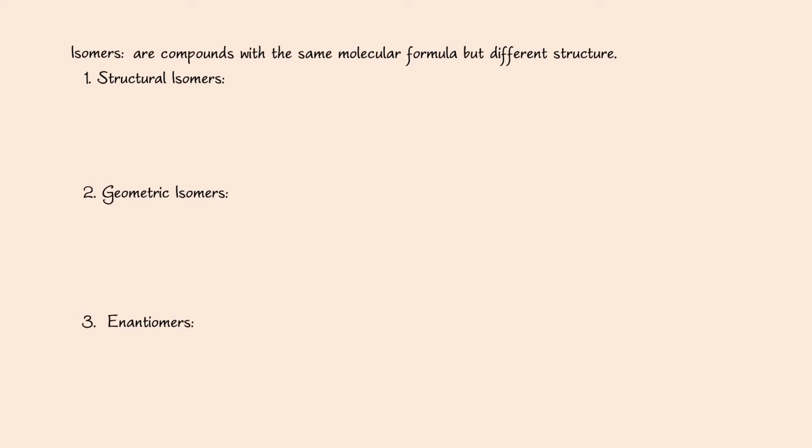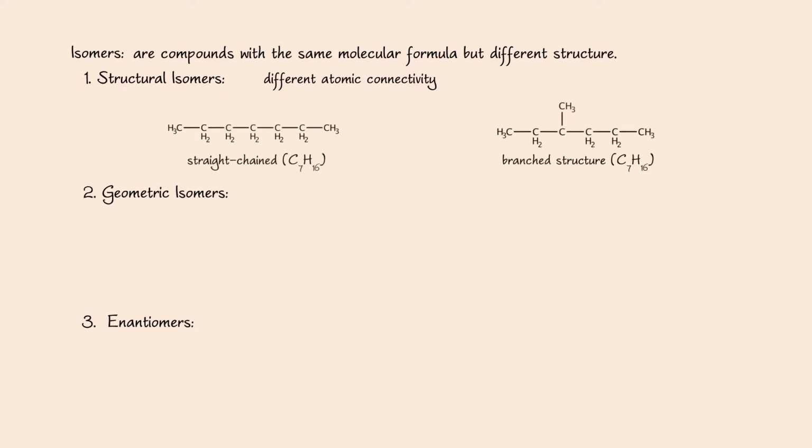Structural isomers have the same molecular formula, but different atomic connectivity. Let's examine 2 structural isomers of C7H16. Although both structures have the same molecular formula, their atomic connectivity differs. The structure on the left is linear, whereas the structure on the right is branched.